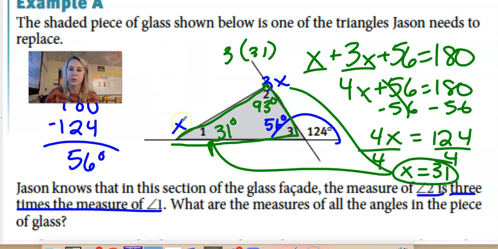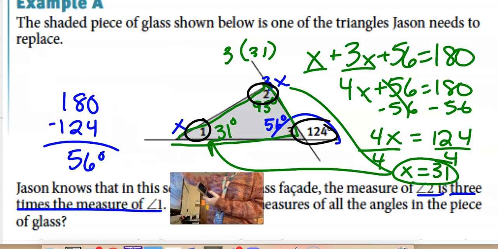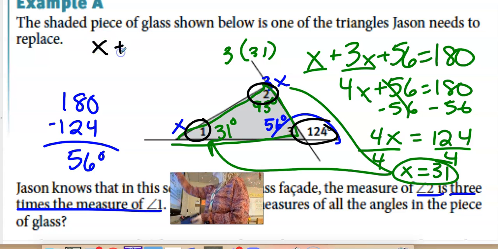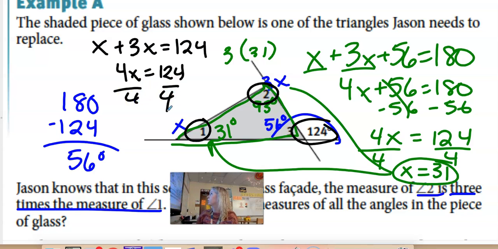The other way is I can use my exterior angle theorem and say angle 1 and angle 2 added together equal my exterior angle of 124. So let me go ahead and write that way. So angle 1 was x plus angle 2 was 3x equals my exterior angle of 124. Okay, so a little bit faster way of doing it. So you get 4x equals 124. Divide by 4, divide by 4, you get the exact same answer of 31 that we got before, but it was just a little faster.